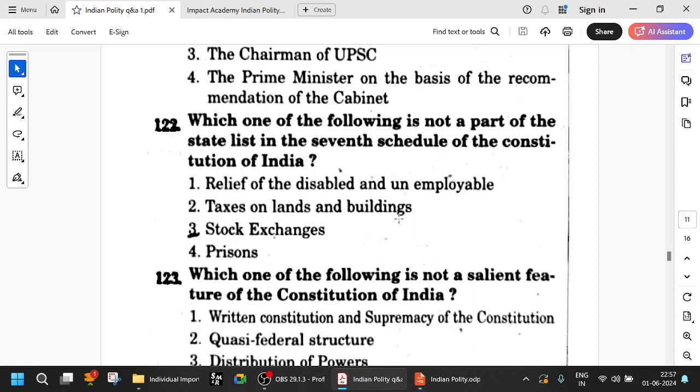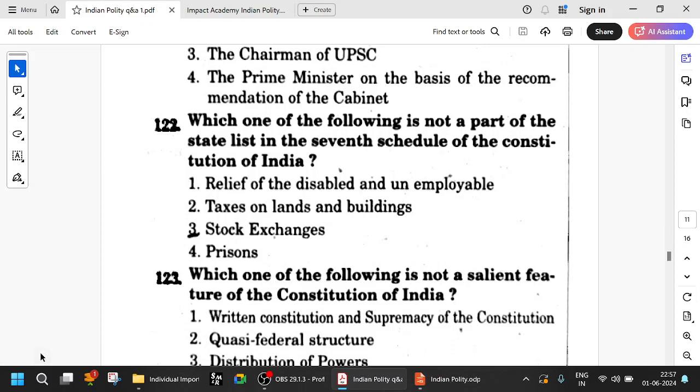Taxes on lands and buildings is in state list. Prisons is in state list. Agriculture, law and order, police, all those things are state list. Stock exchange is centralized, right? Stock exchange, banking, SEBI, RBI, postal department, defense, all these things which require a certain uniformity throughout India, they are all usually under union list.